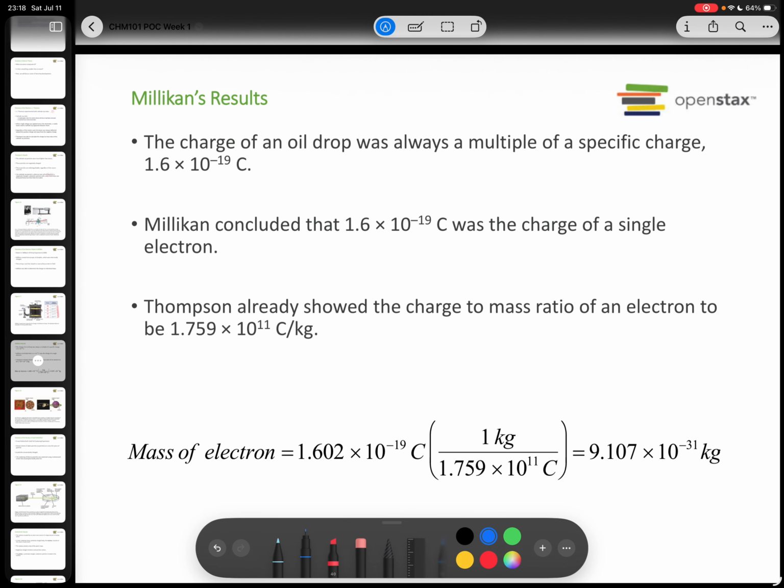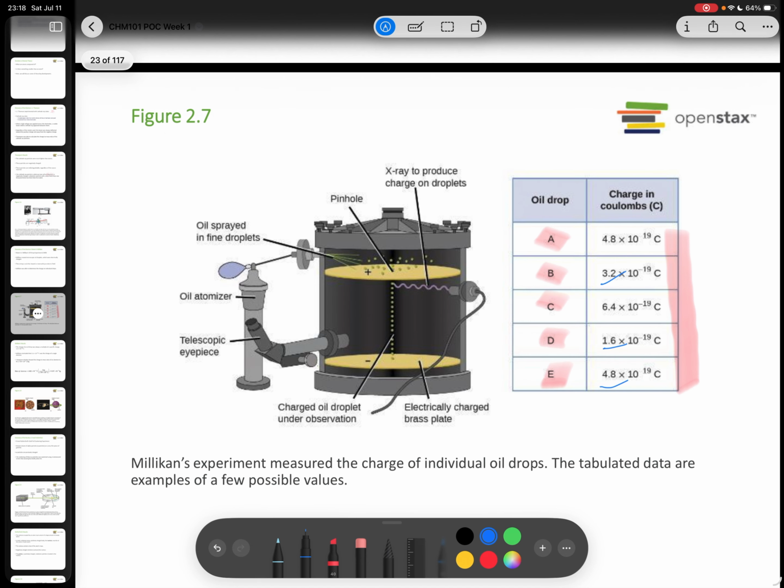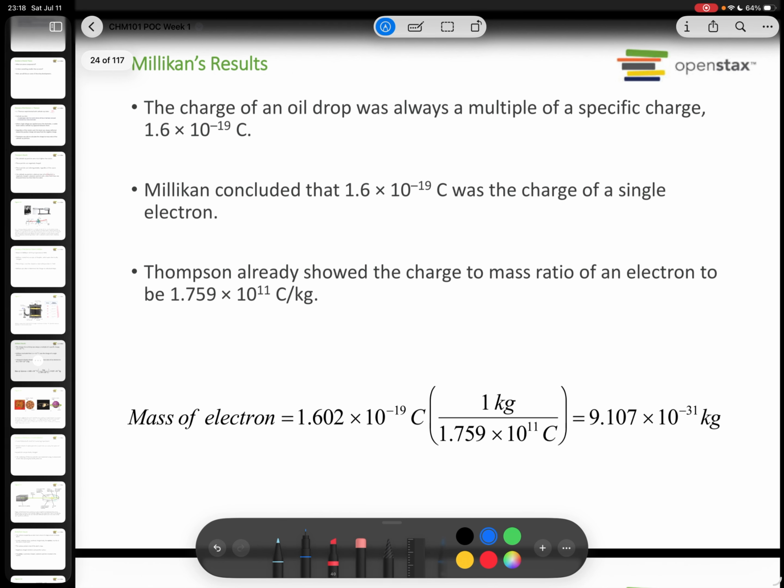So, Millikan found that the charge of an oil drop was always a multiple of 1.6 times 10 to the negative 19 coulombs, no? So, yun yung kanina kong in-explain dito, no? Sa table. So, he concluded that this value is the charge of one electron. Okay? Itong 1.602 times 10 to the negative 19. Yun yung charge of one electron.